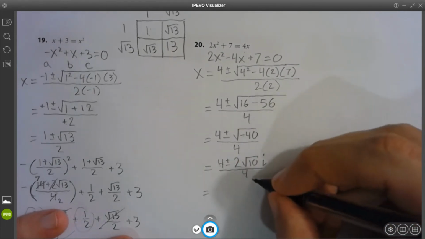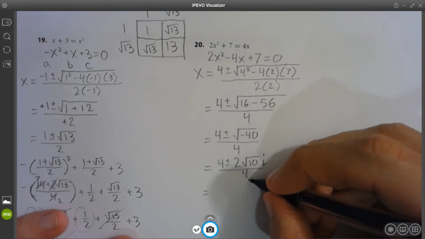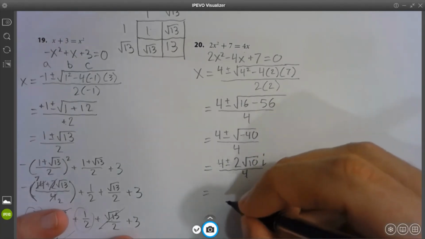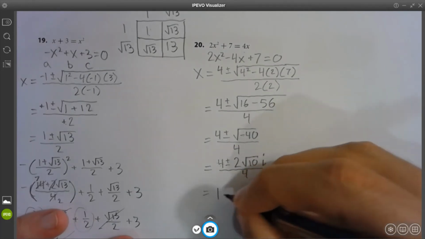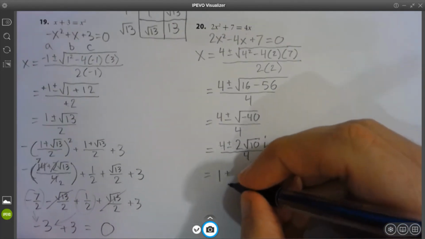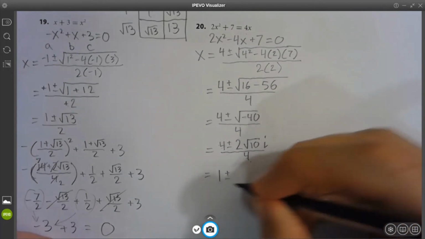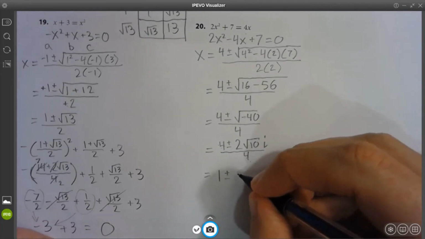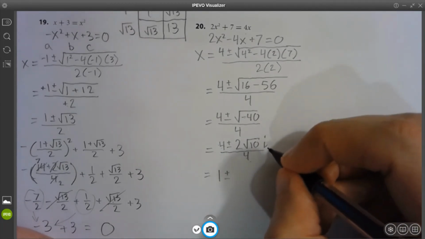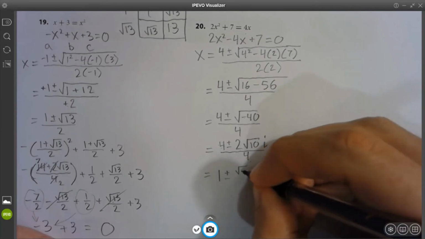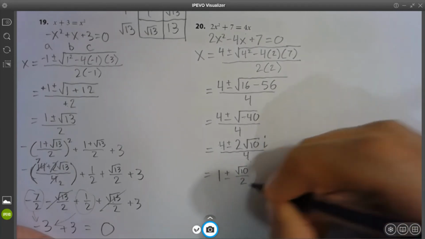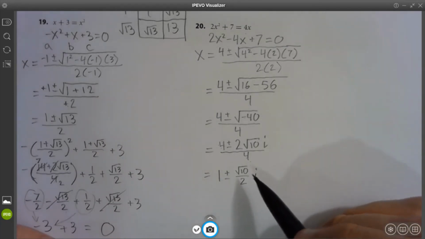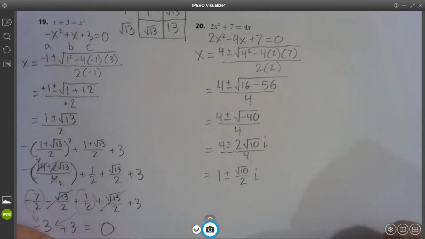I would love to say that I can just cancel these. And technically what I could do is say 4 divided by 4 is 1. Yeah, sure, let's do this. It's a little bit different, but you know what? It sometimes helps to see different ways of doing things. 2 divided by 4 is 1/2. And so what I can do is call this 1/2 root 10i, or I could write it like this, root 10 over 2i. So those are both legal. I'm going to use this way because I already wrote it, so might as well keep it.